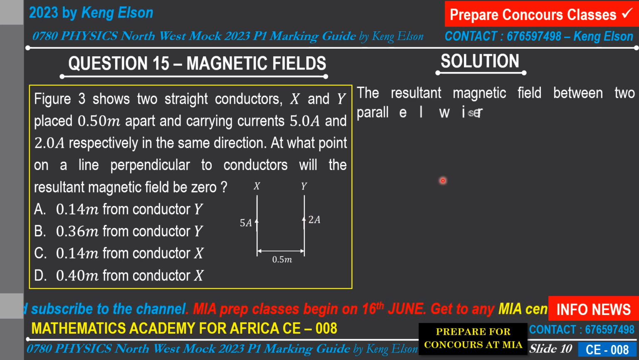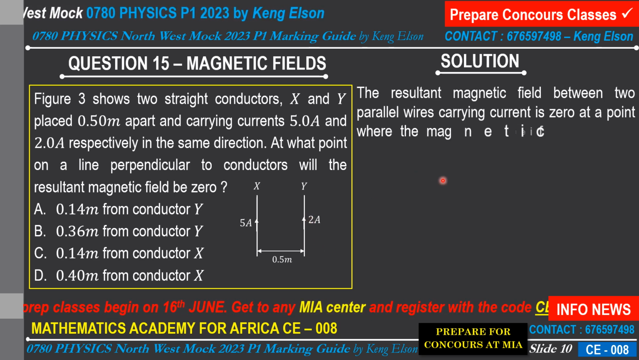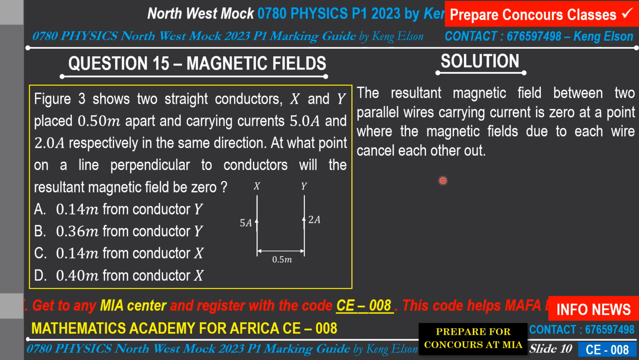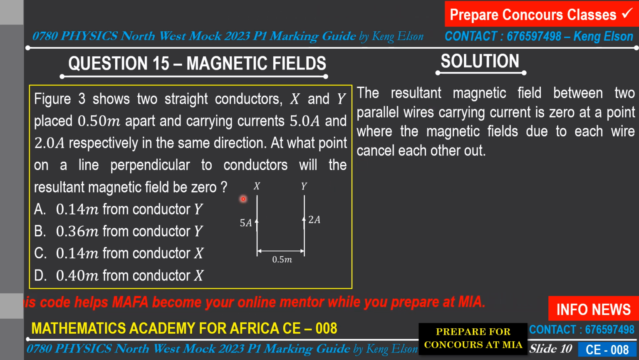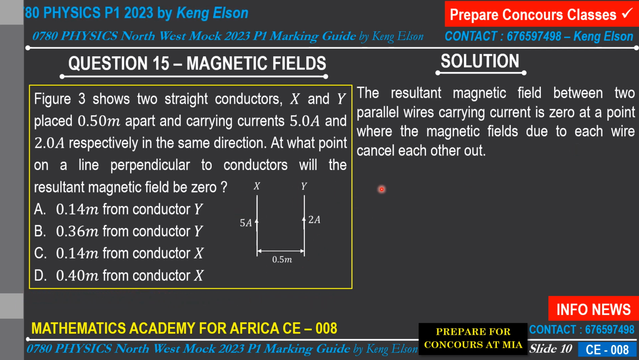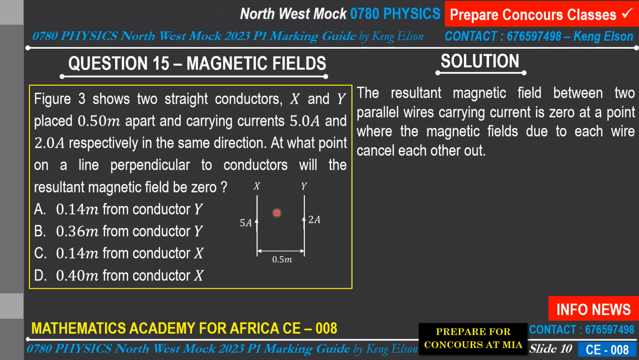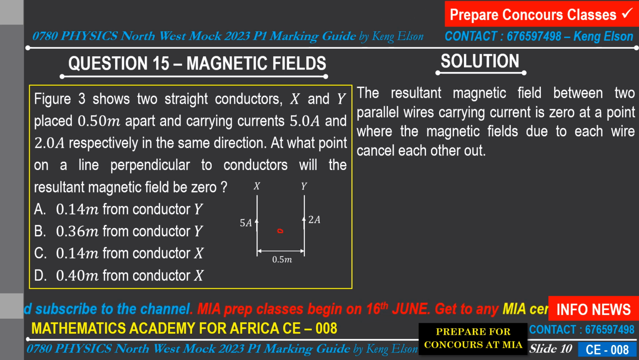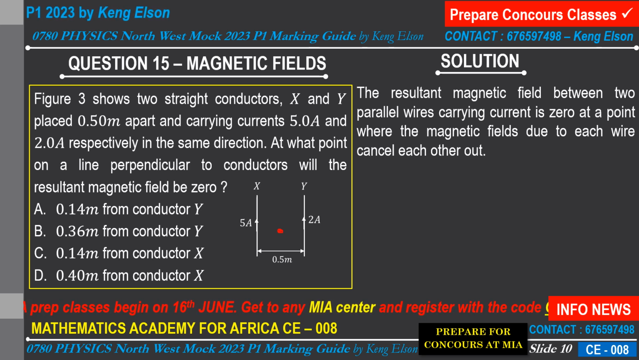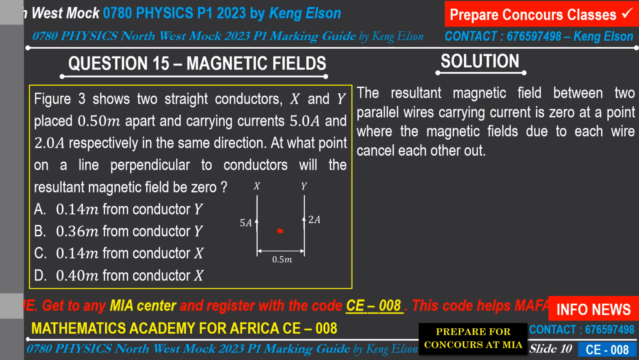Okay, so I'm going to tell you what the resultant magnetic field is. The resultant magnetic field between the two parallel wires carrying current is 0 at a particular point where the magnetic field strengths due to each wire cancel each other. So suppose this is the point where the magnetic field strengths cancel each other.